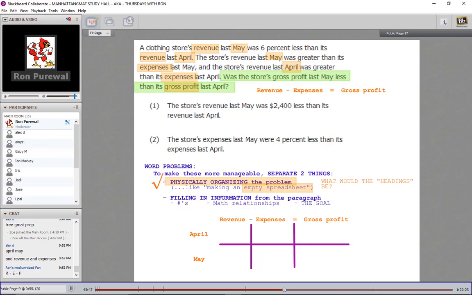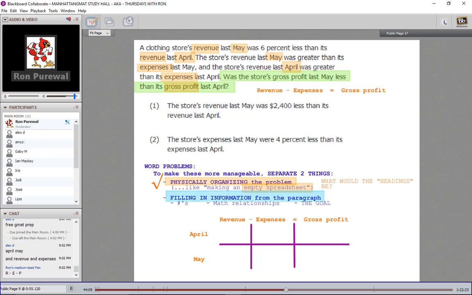Notice how manageable that is. Because we're not trying to solve the problem at the same time. We're not trying to put all this math in there. This is not hard to do at all. It's only hard when you try to make the sheet and fill it in at the same time. You don't want to do that. You want to separate them.